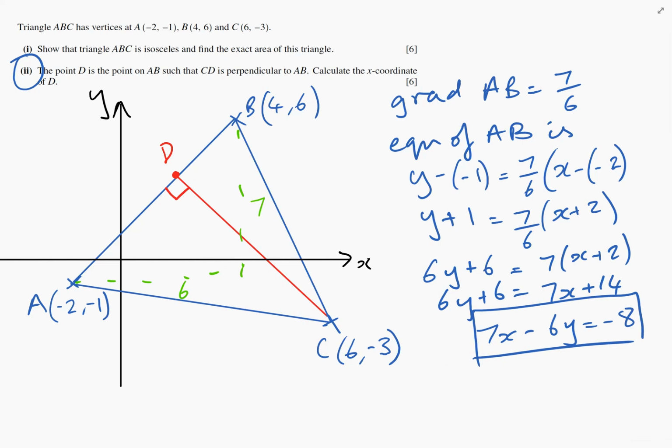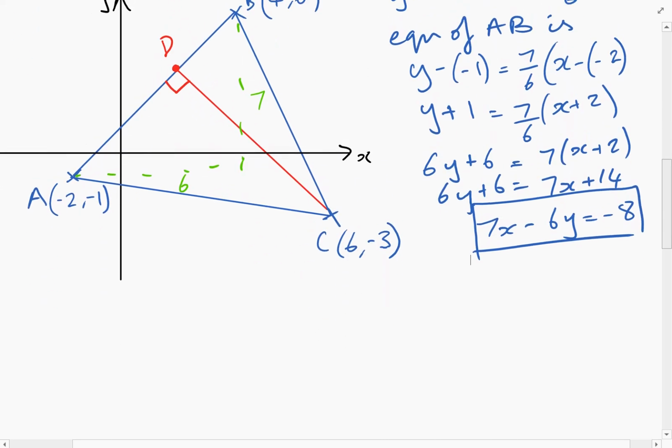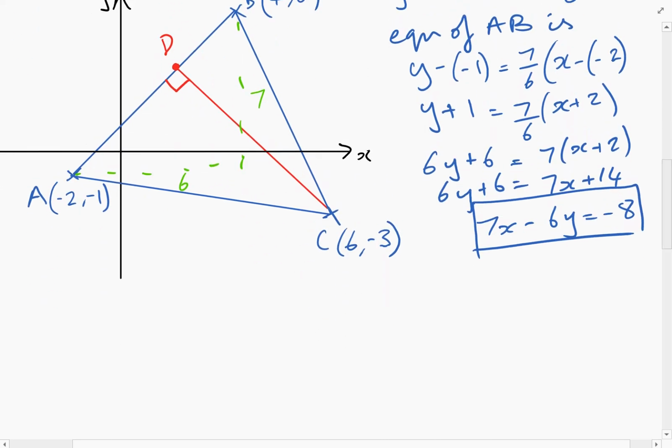We now need to find the equation of C to D. So the equation of C to D, let's do that down here. So the gradient, let's do this in red. So the gradient of C to D is going to be the negative reciprocal of the gradient of A to B, so we're going to get minus 6 over 7 for our gradient as it's perpendicular to AB.